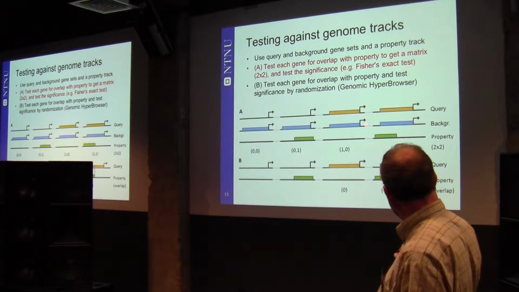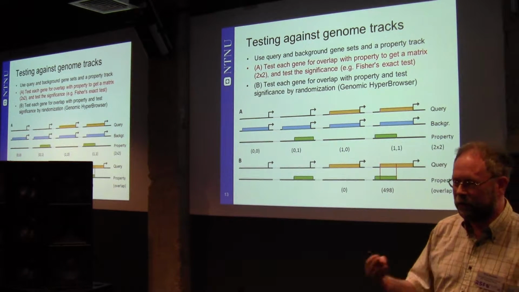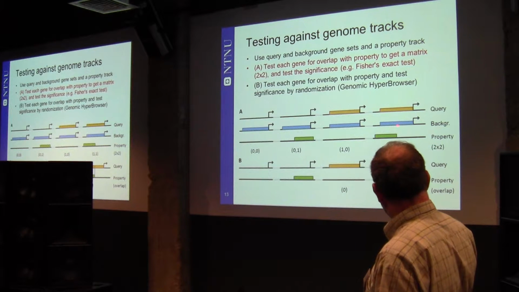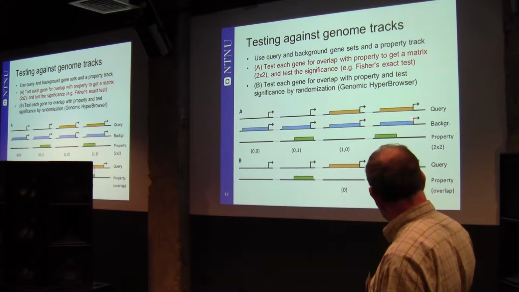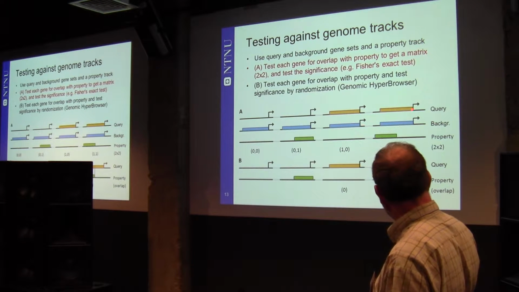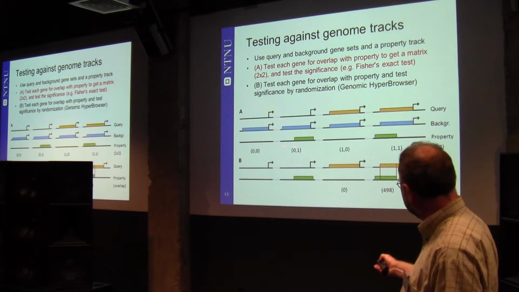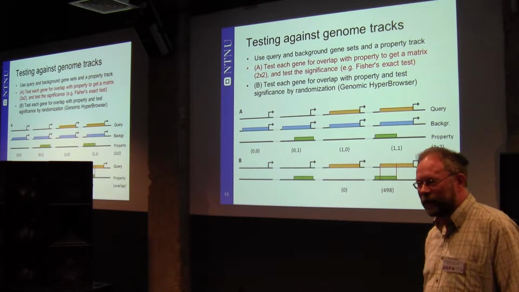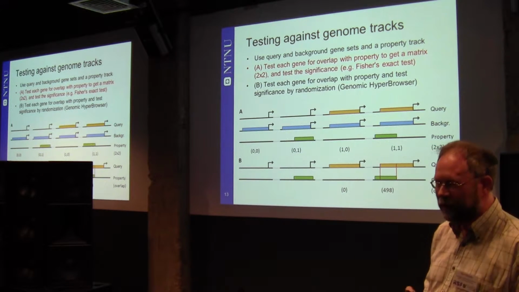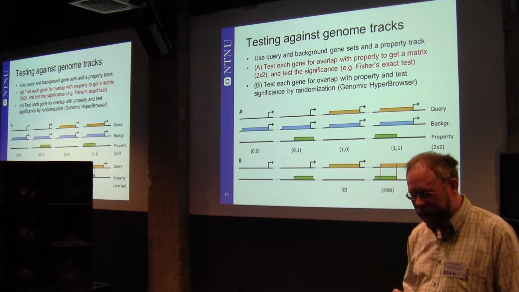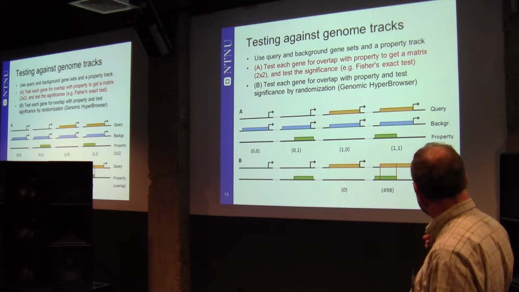Then you have the background set, which can be the total set of genes, so that you know that this overlaps with that. This is the total set of genes, and these two genes here belong to the subset of strongly upregulated genes. And then you can have a property. That property can be, for example, CpG islands, or some regulatory feature that we want to test, such as binding of a transcription factor.